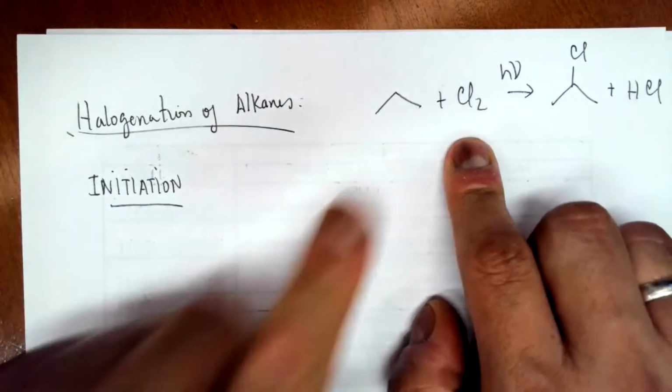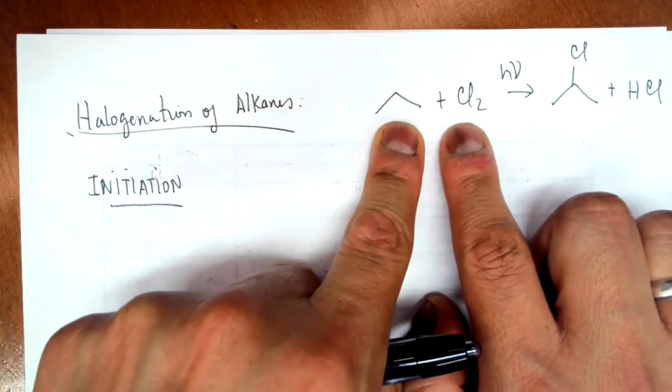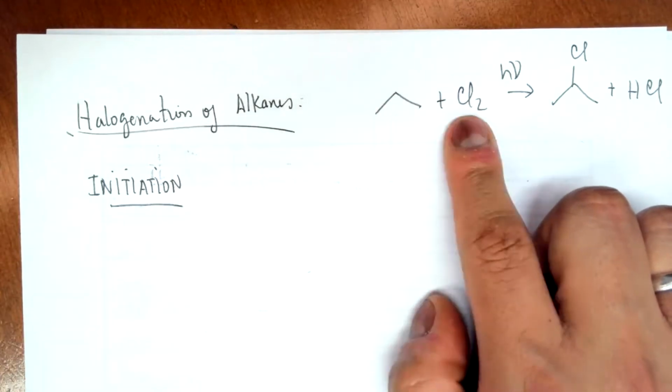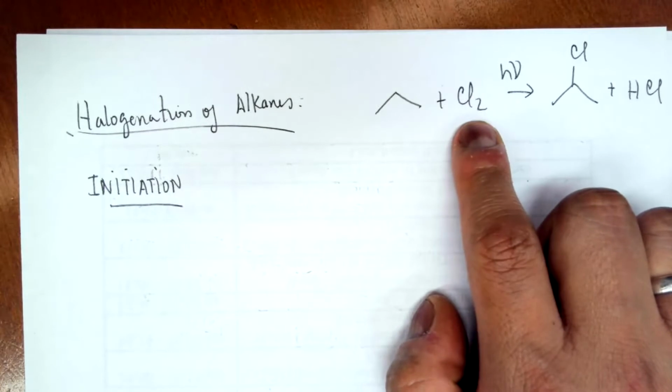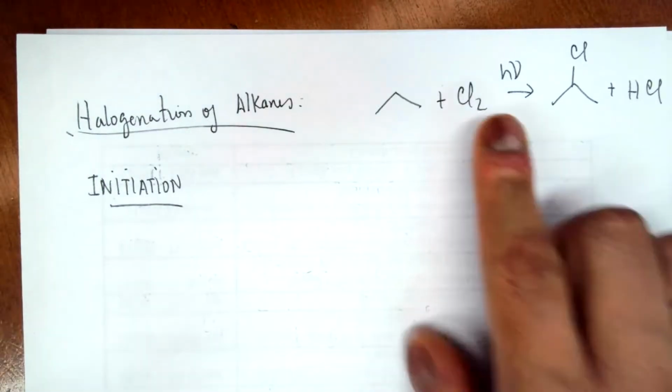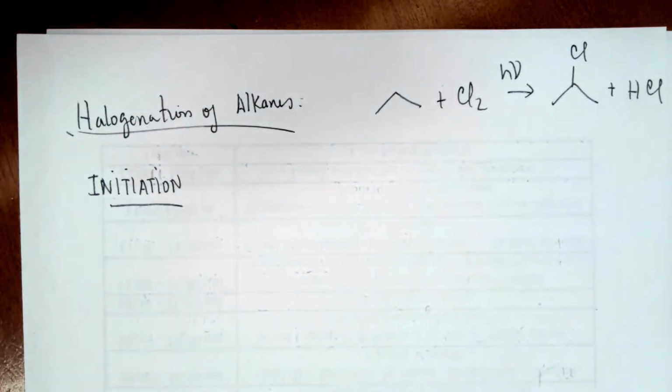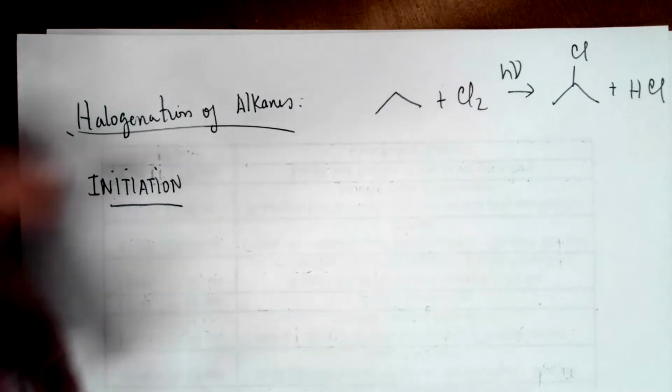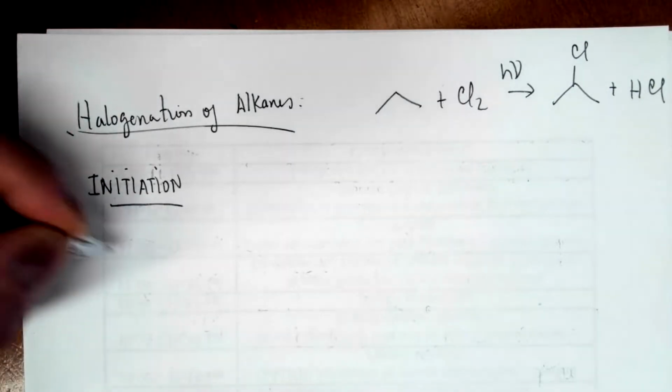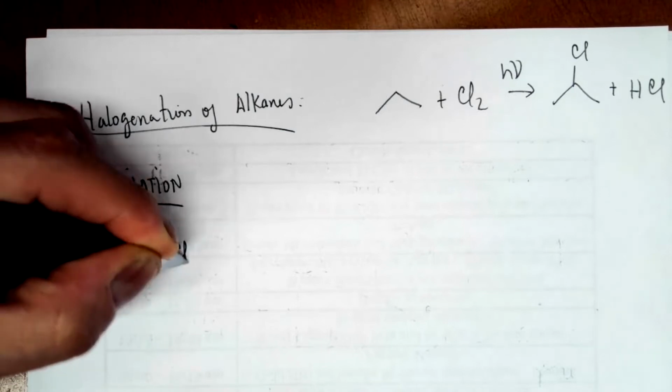Initiation. Which of the two is going to be an initiator in this particular reaction? Chlorine. Chlorine is my initiator. How do you know that? Because halogens react easily with light and heat, because of the polarizability of the compound. But they are not using the polarizability.